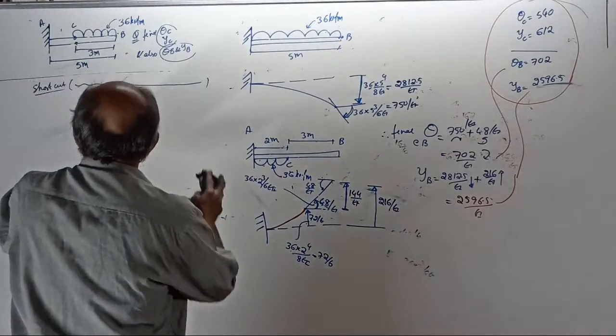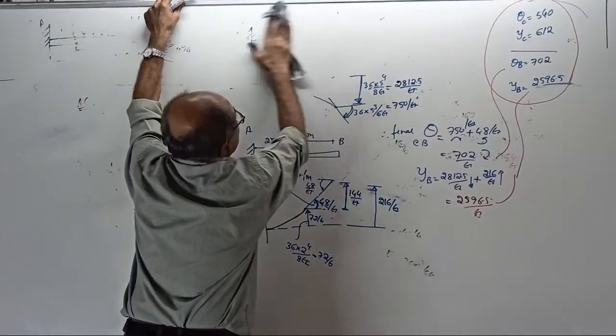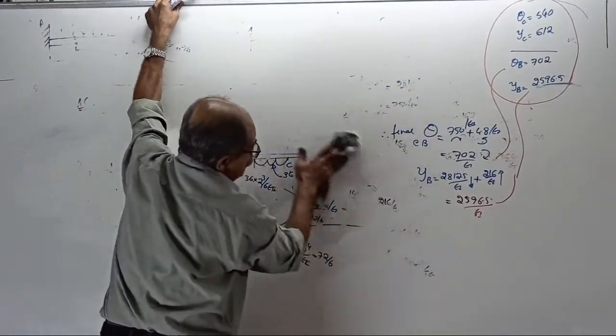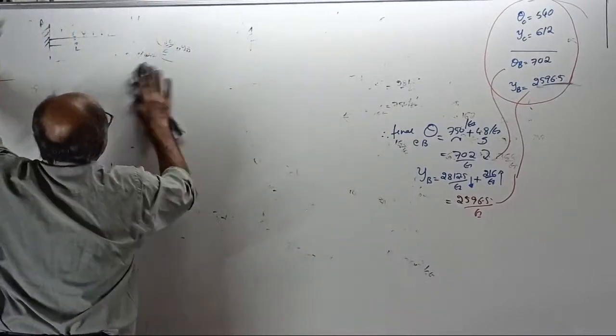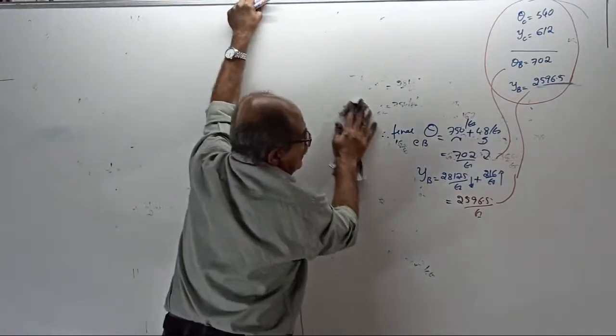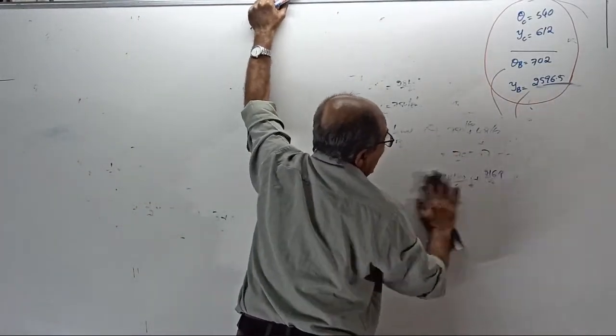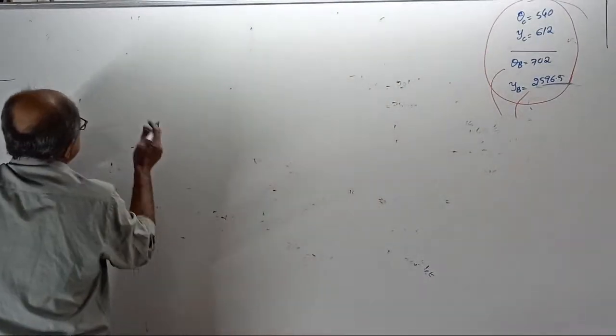Now, I will give one question. You have to try it. Will you try it? If you don't get the answer, I will explain next time. Right now you try it and tell the answer. I will give 5-10 minutes time.